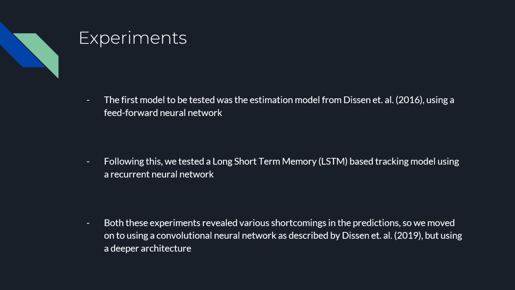The first model we tested was the estimation model from Dissen and Keshet et al. 2016, which is a feed-forward neural network model. Now, the important thing to know about linear models like the feed-forward network is that the human vocal tract, which we are trying to model, likely exhibits nonlinear dynamics in formant production because every person is likely to have slightly different vocal tract makeup, and to account for this, we need to use a nonlinear model.